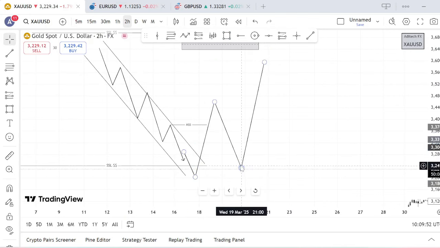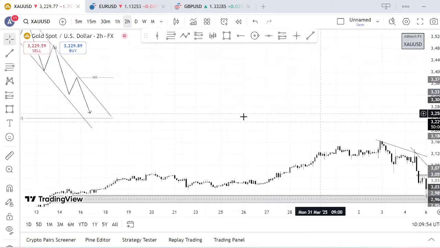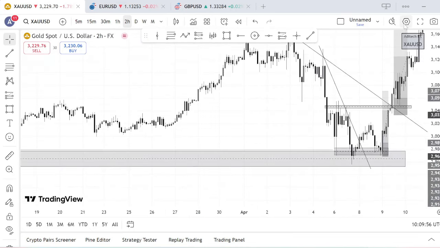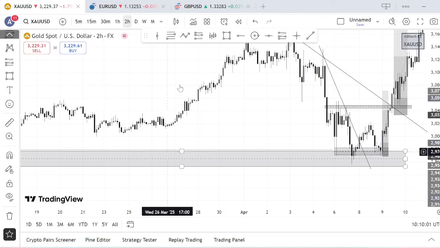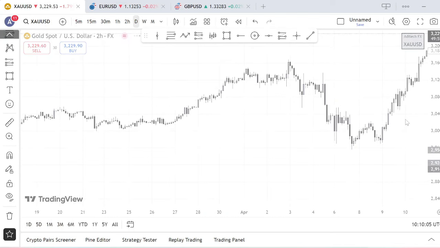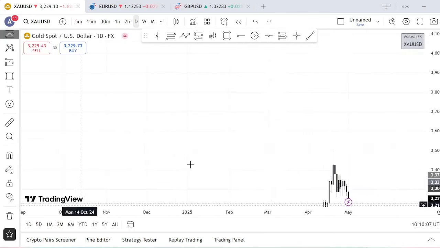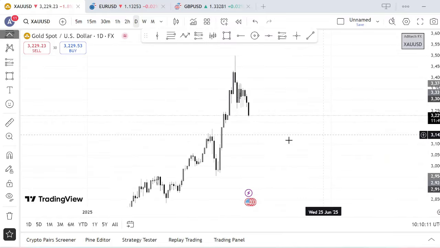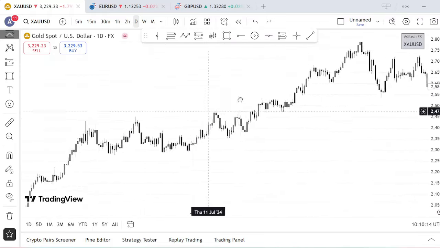So let's go to the chart to identify these opportunities on XAUUSD, right? Let's go to the chart. So let me clear all my drawings right here, starting with the daily time frame. Starting with what? With the daily time frame. Now you see that we have always been in an uptrend, right?